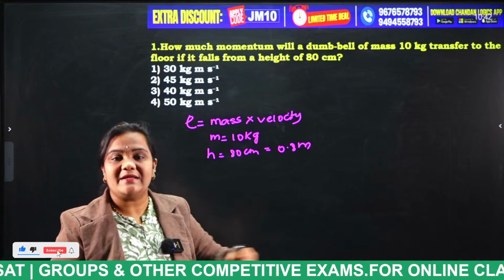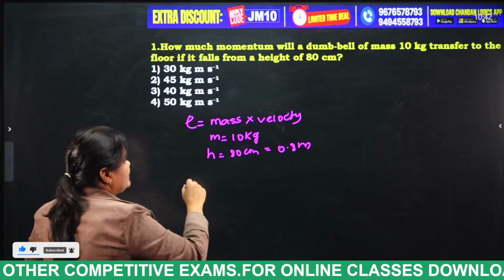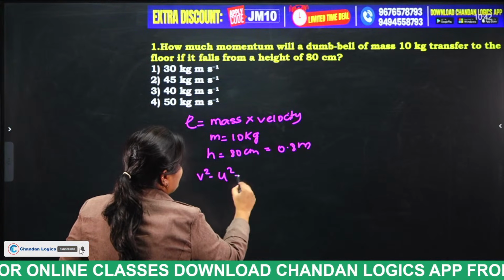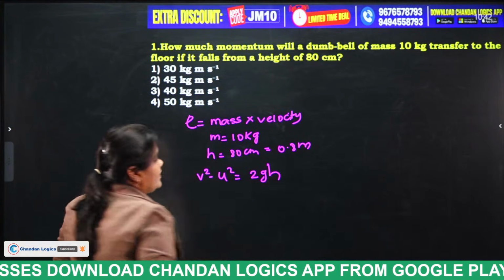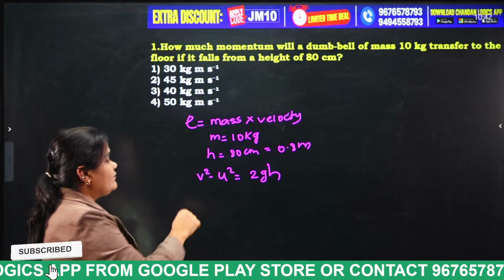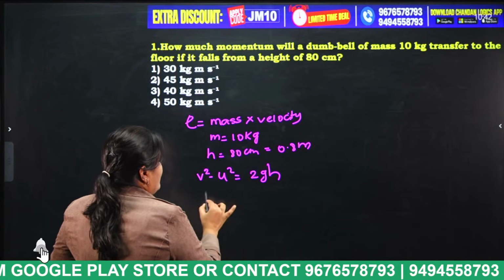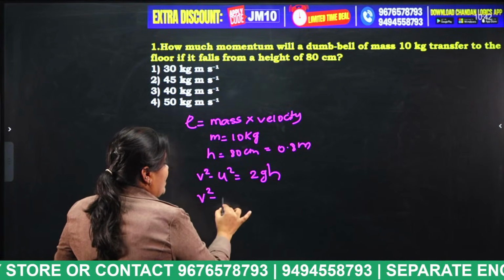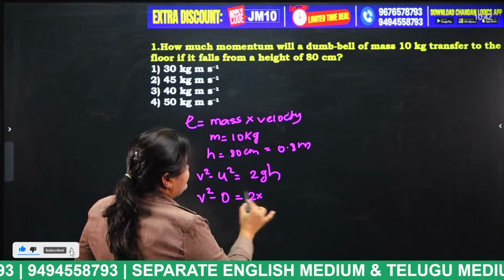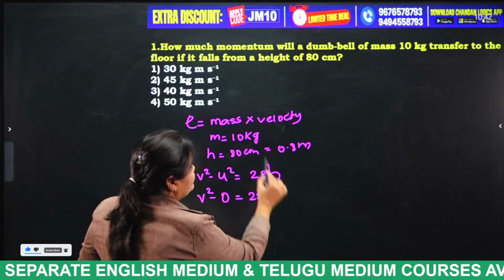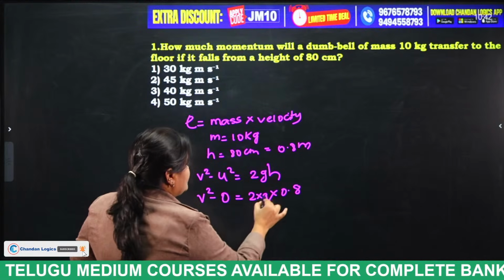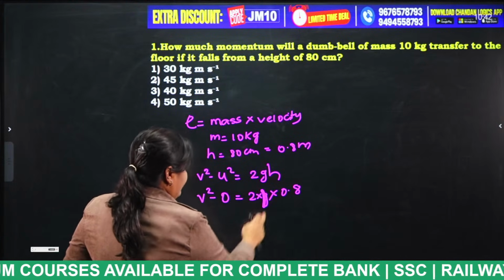So how will we find the velocity? We all have one formula. What is that? v square minus u square is equal to 2gh. From this formula, we have to find the velocity; the value of g is the acceleration due to gravity. We all know that initial velocity is 0, so v square is equal to 2 into g into h, where h is 0.8. The g value we all know, it is standard. What is the value of g?